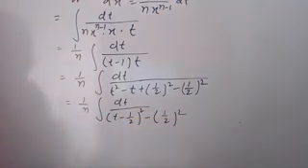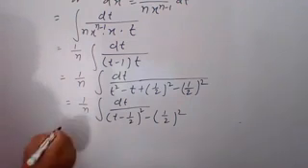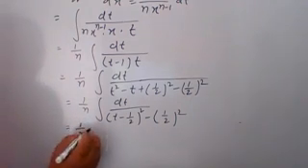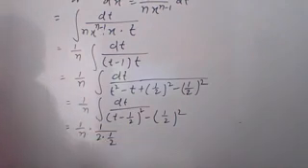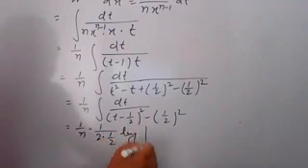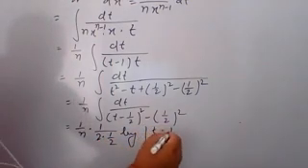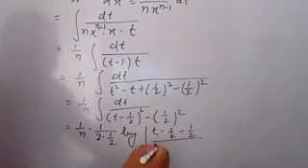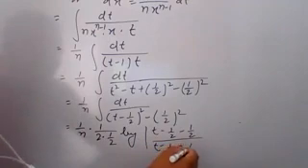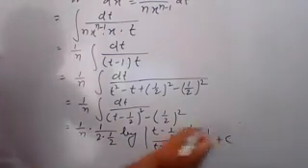That is in the form of 1 upon x square minus a square, and its formula is 1 upon 2a log of x minus a upon x plus a. So use that: 1 upon n into 1 upon 2a, that is 2 into 1 upon 2, and here you have log of t minus 1 upon 2 minus 1 upon 2 divided by t minus 1 upon 2 plus 1 upon 2, plus c.